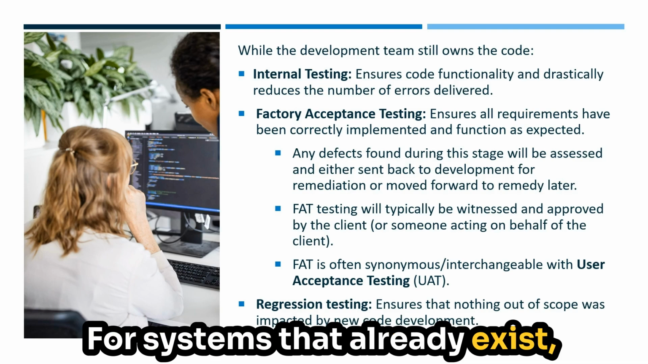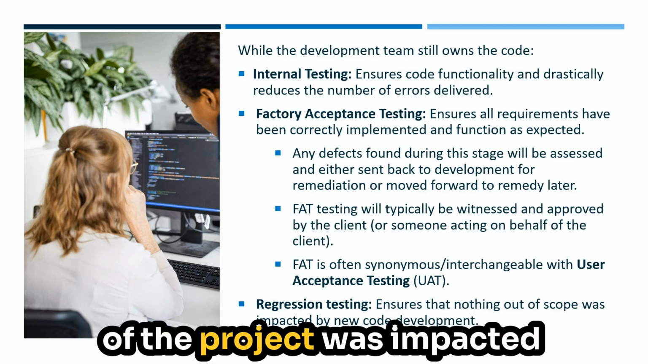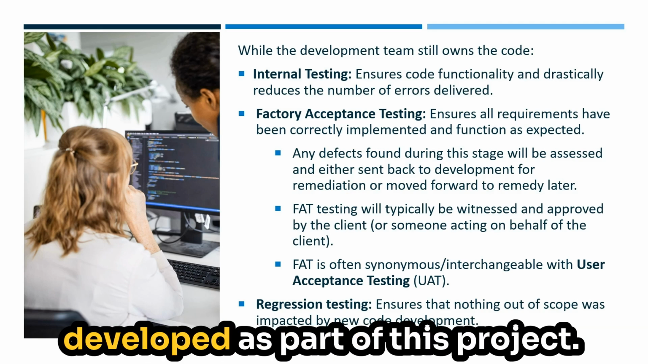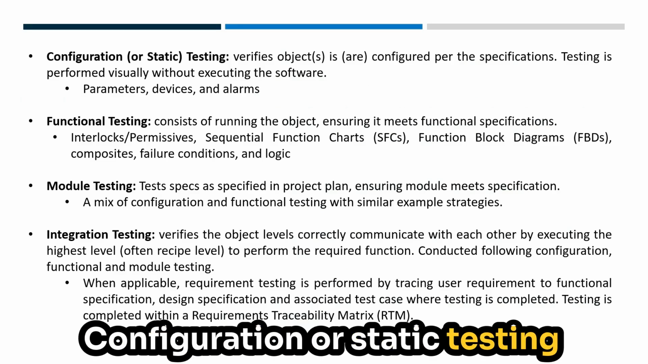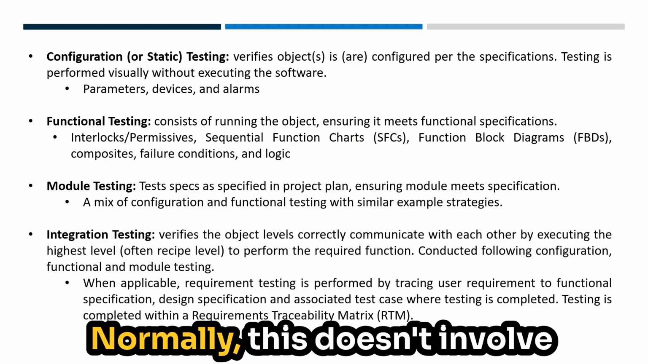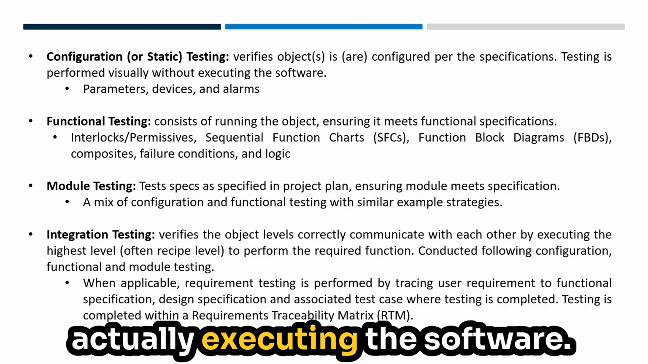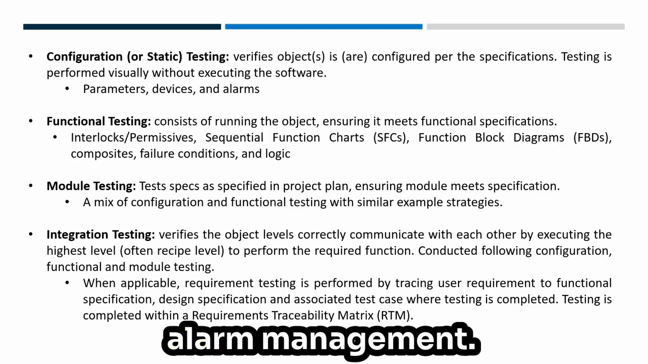For systems that already exist, regression testing makes sure that nothing outside of the scope of the project was impacted by the new code that you developed as part of this project. Configuration or static testing makes sure that all the objects are configured per spec. Normally, this doesn't involve actually executing the software. This might be set parameters, it might be your alarm management.